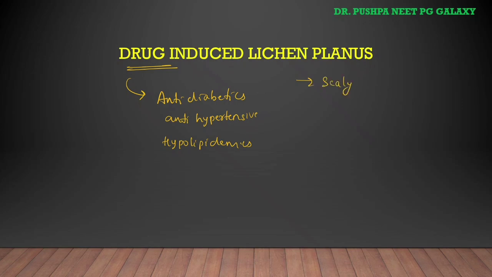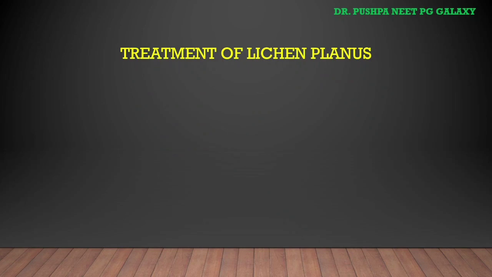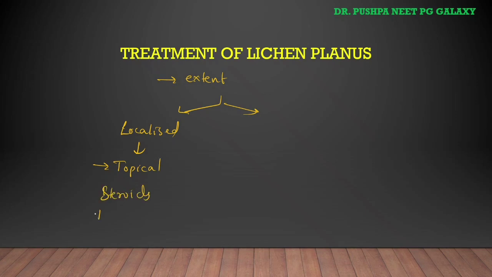So what is the treatment for lichen planus? Treatment depends on the extent of the disease. If it is localized, we need topical drugs, like steroids, and we can prescribe tacrolimus. Drug of choice is steroid. Whereas if it is generalized, we need systemic drugs.